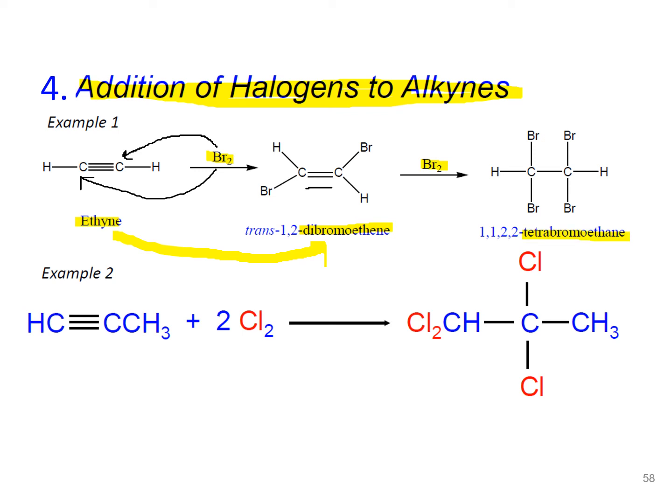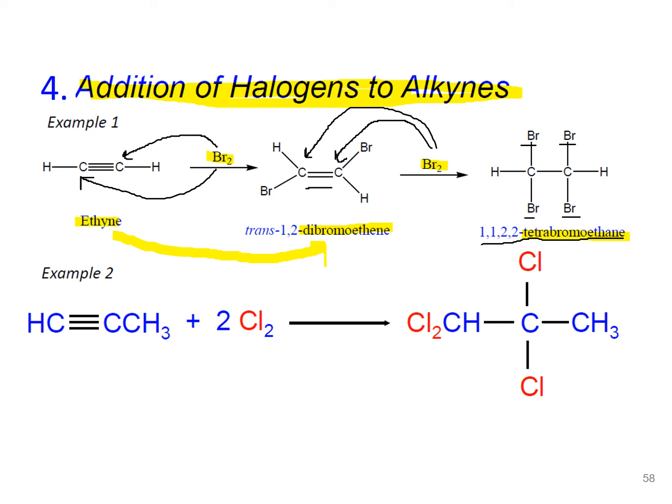So this double bond will be broken into the single bond, and it will take up two more bromines, again one carbon each in this case, and this will result in a product known as 1,1,2,2-tetrabromoethane, as it has got four bromines added to it.